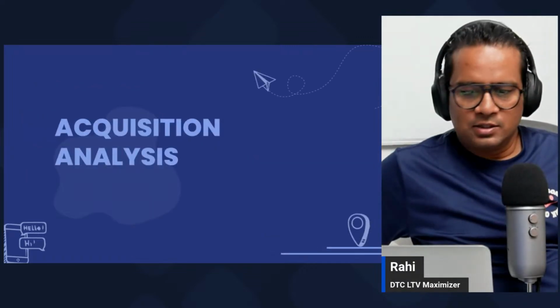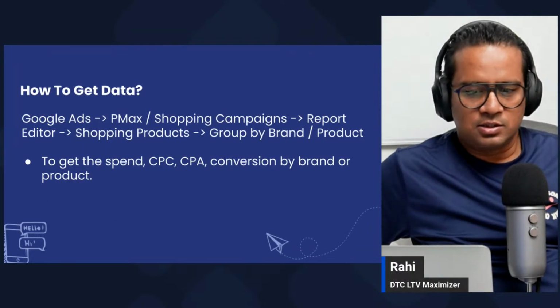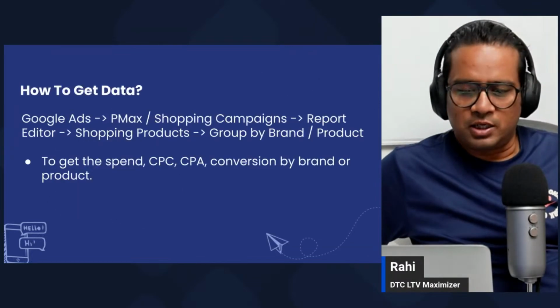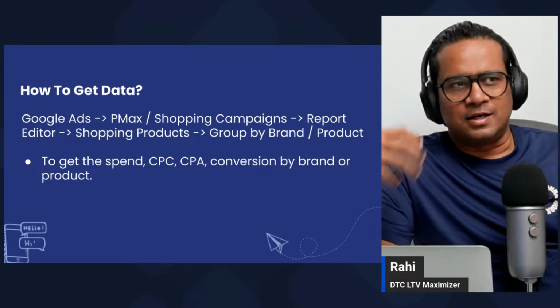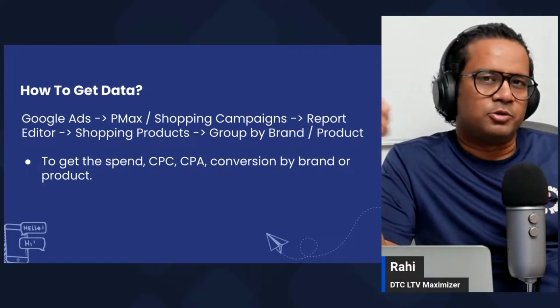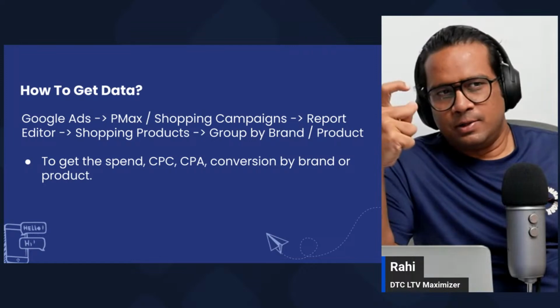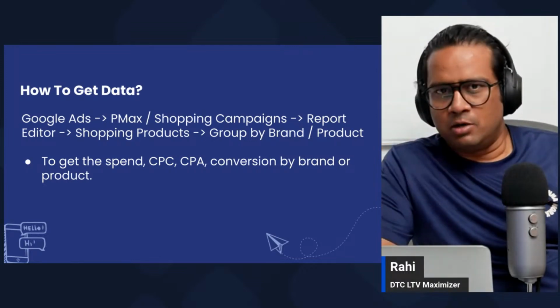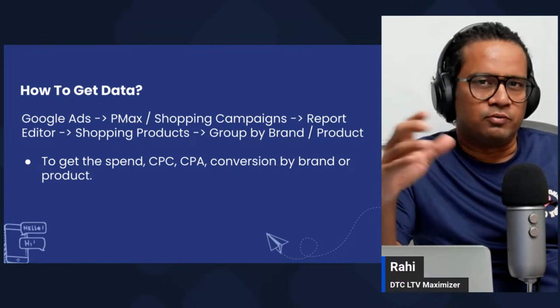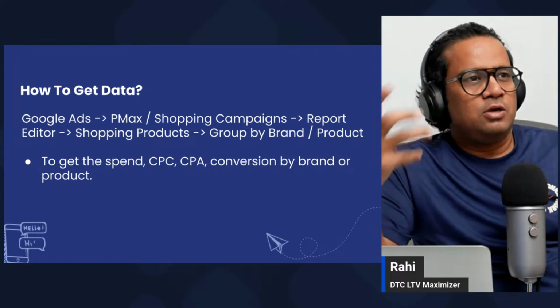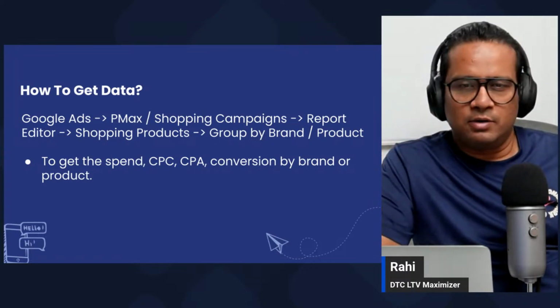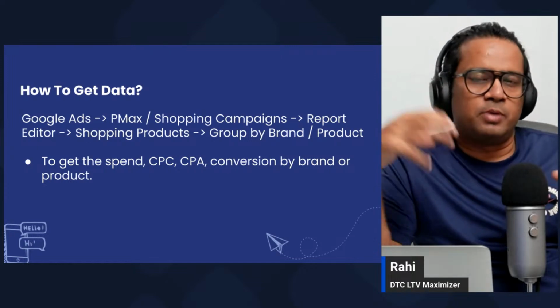And second is your acquisition analysis. Acquisition analysis is the most tricky part in the product analysis, because ERP data is easy. You can get the returns and inventory and all that information. But to get that product level mapping, we will come down to Excel, where we'll show how we are mapping this. But to get that data, you need to go into... so what we are trying to get is the acquisition cost per product.